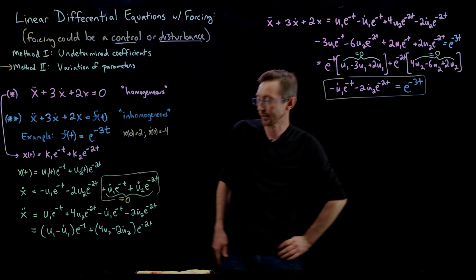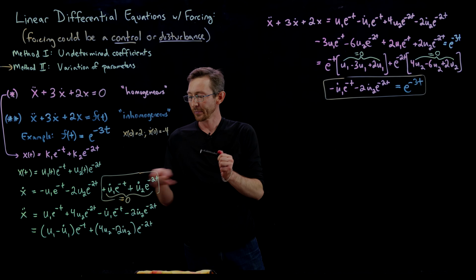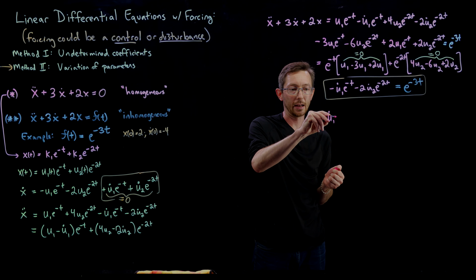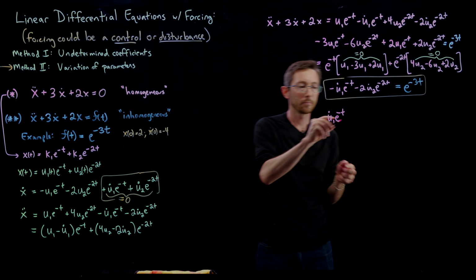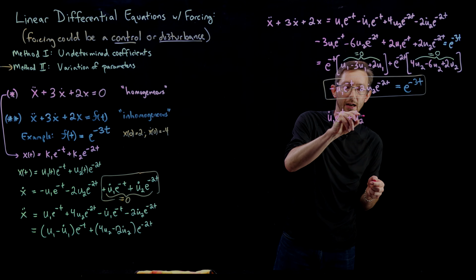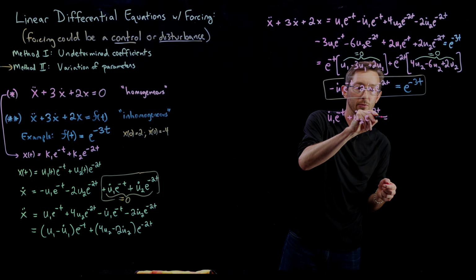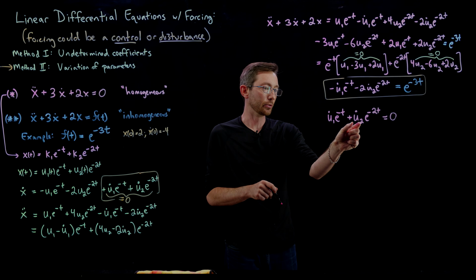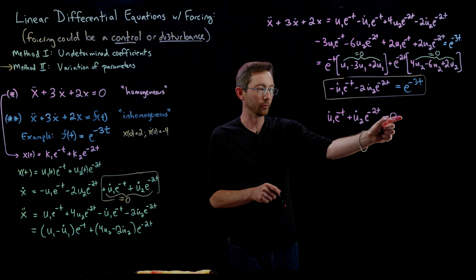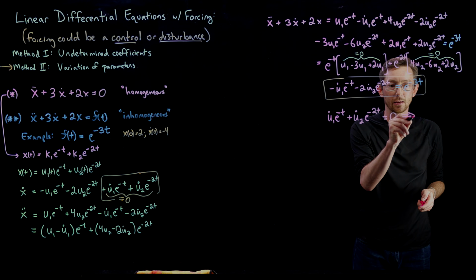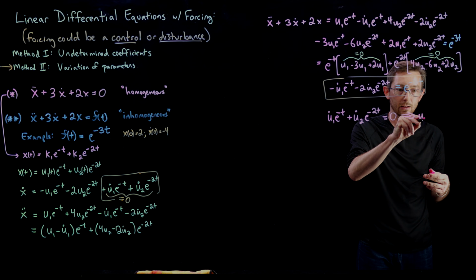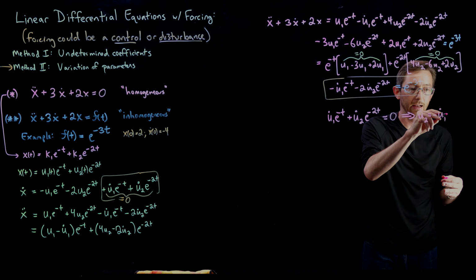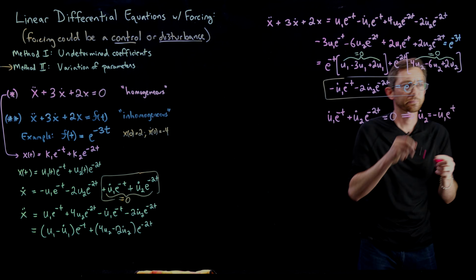Well, goodness gracious, let's get at it. So I'm going to use this equation, and I'm going to say u1 dot e to the minus t plus u2 dot e to the minus 2t equals 0. That's one condition. And that's going to tell me that u2 dot equals minus u1 dot e to the positive t.